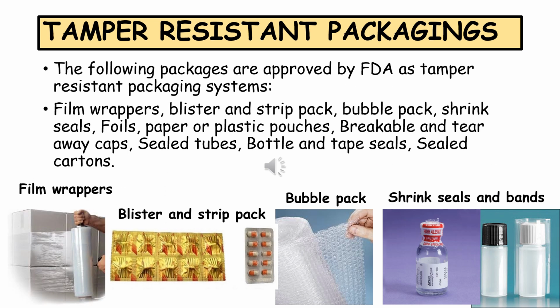These are the packaging formats for tamper-resistant packagings. The packages that are approved by FDA as tamper-resistant packaging systems are film wrappers, blister and strip pack, bubble pack, then shrink seals, foils, paper or plastic pouches, breakable and tear-away caps, sealed tubes, bottle and tape seals, and seal cartons. So this is the packaging format of tamper-resistant packagings.